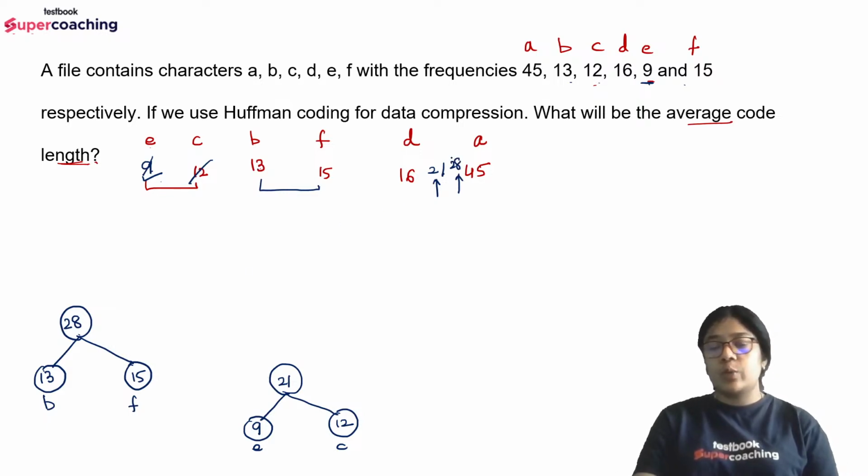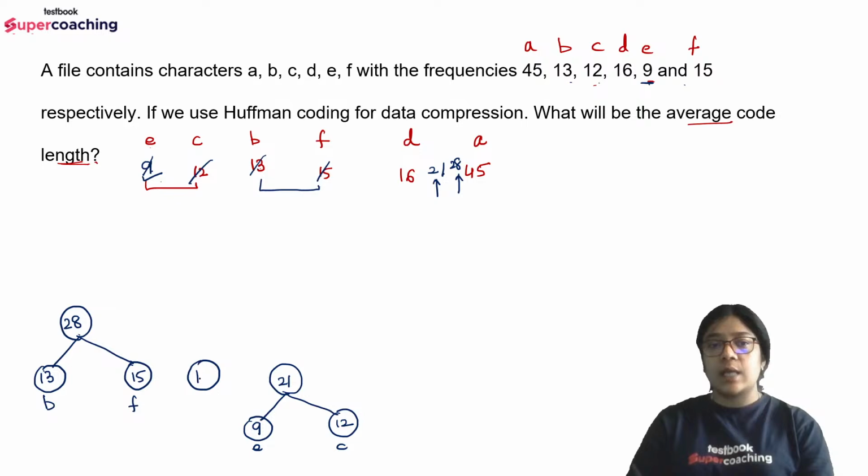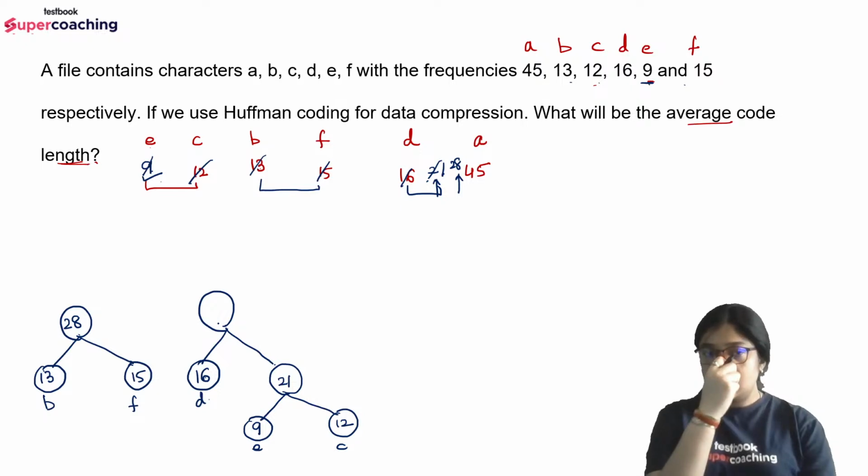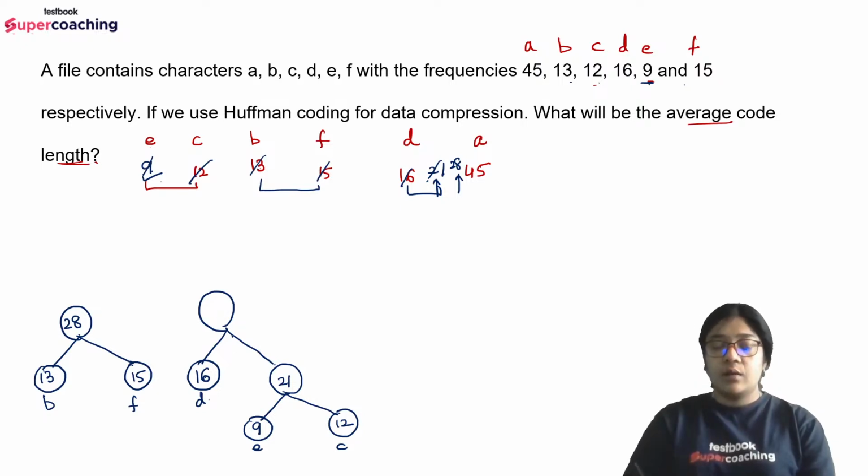So here you will have 28. Now delete the next two minimums. It is 16 and 21. So we will merge 16 with 21. 16 is the frequency for D. Merge it up, 16 and 21. This comes out to be 37. 37 has come back to the heap. So after 28, somewhere here we have 37.